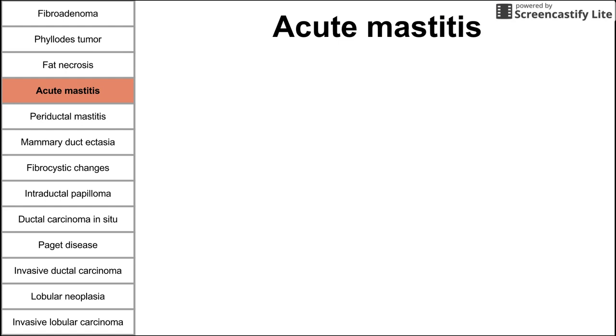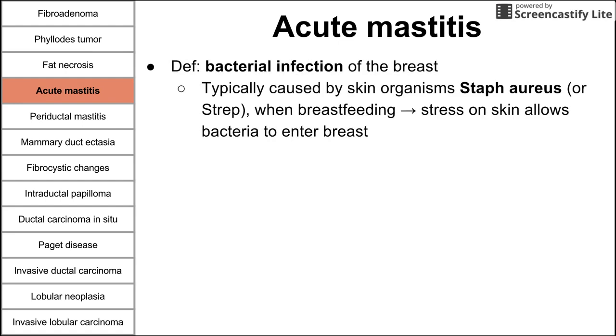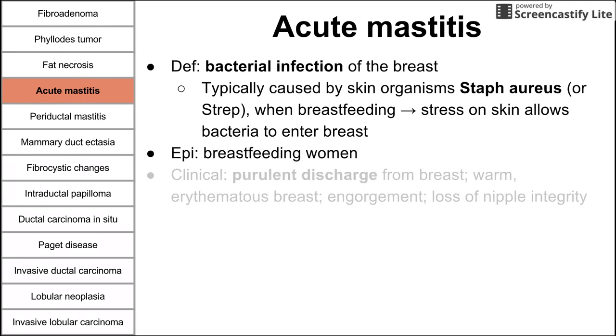Next up is acute mastitis. This is a bacterial infection of the breast. It's typically caused by skin organisms like Staph aureus or some streptococci. This is usually caused by breastfeeding, where the infant places stress on the skin that allows this bacteria to enter the breast. So epidemiology here is women that have been breastfeeding.